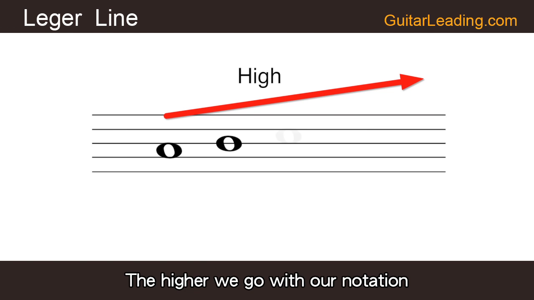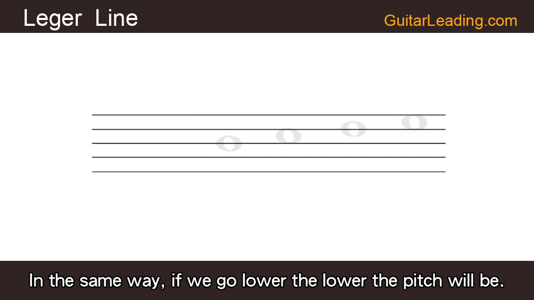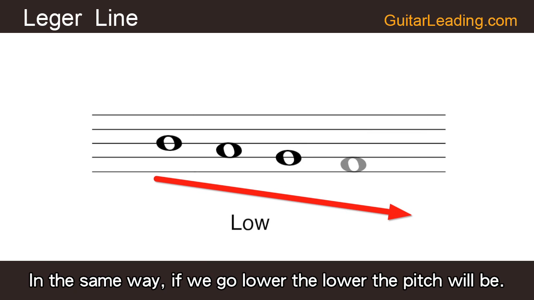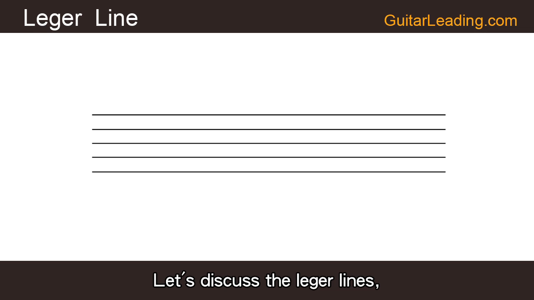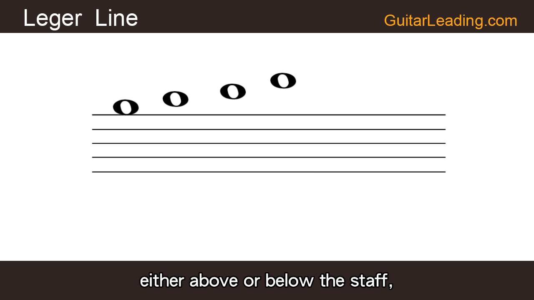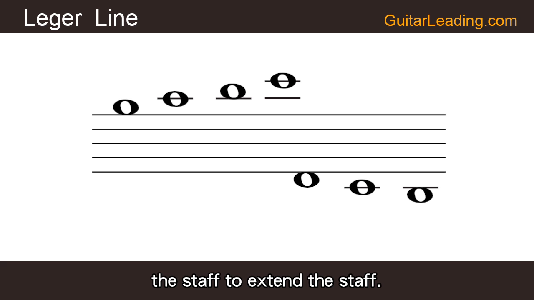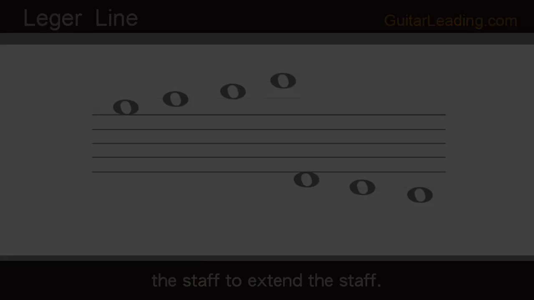The higher we go with our notation, the higher the pitch will be. In the same way, if we go lower, the lower the pitch will be. Let's discuss the ledger lines. When you need to put pitches either above or below the staff, a short line is added either above or below the staff to extend the staff.